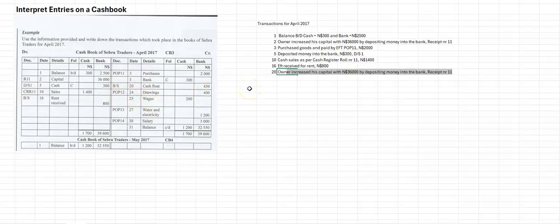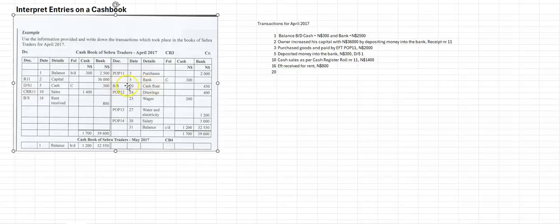So owner withdrew money from the business. Just see. Hold on, we skipped one. Sorry about that. That's where we need to double check our things, ne? So on the 20th, there's a cash float of 450. Okay, 20th, withdrew money for cash float.